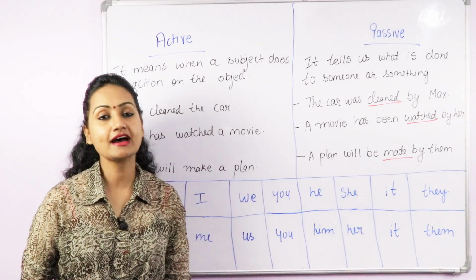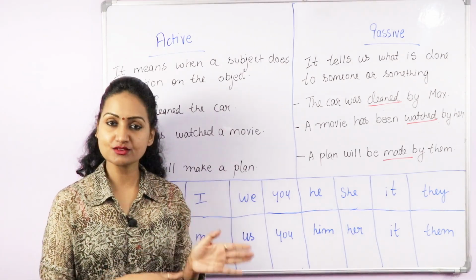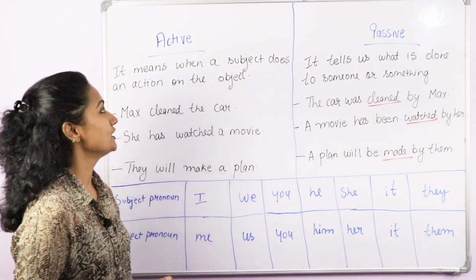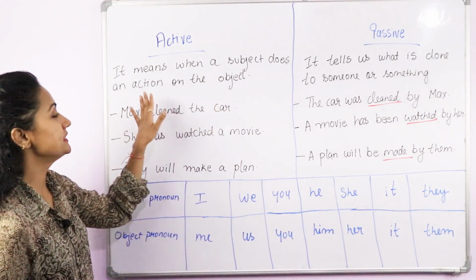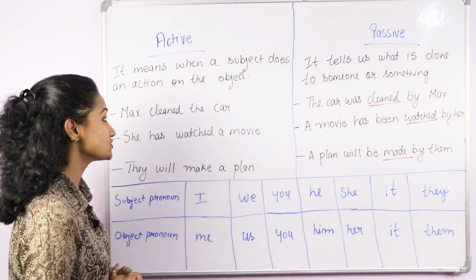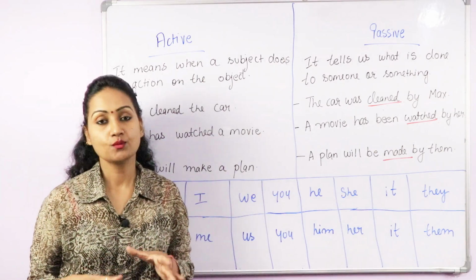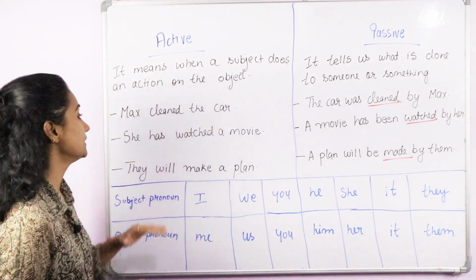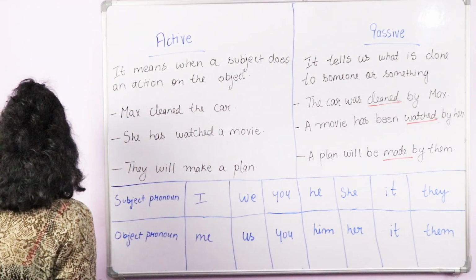In English, we have two types of voices: active voice and passive voice. So let's understand them one by one. First is active voice. It means when a subject does an action on the object, when a subject is the doer of an action. Like, Max cleaned the car.